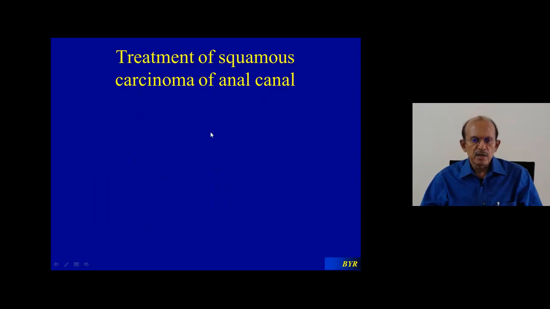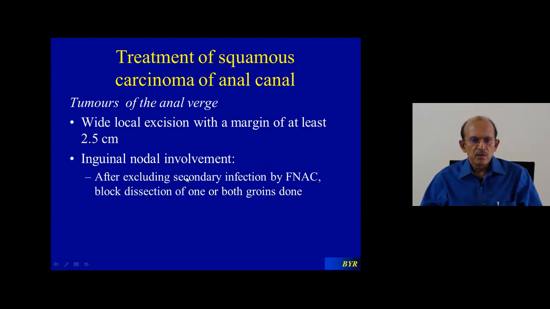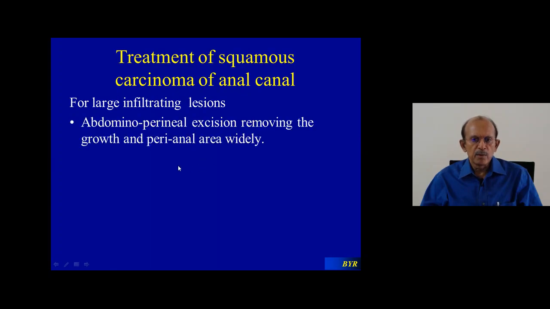Treatment of squamous carcinoma of the anal canal: tumors of the anal verge, wide local excision with a margin of at least 2.5 centimeters. Inguinal node involvement, after excluding secondary infection by FNAC, block dissection of one or both groins is done. For large infiltrating lesions, abdominoperineal excision, removing the growth and perianal area widely.